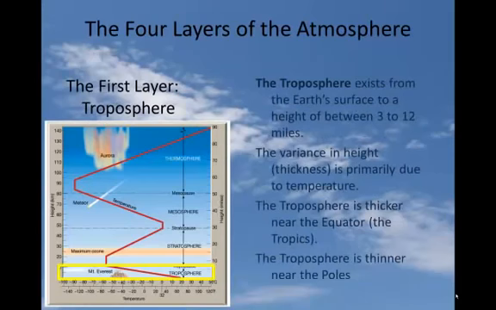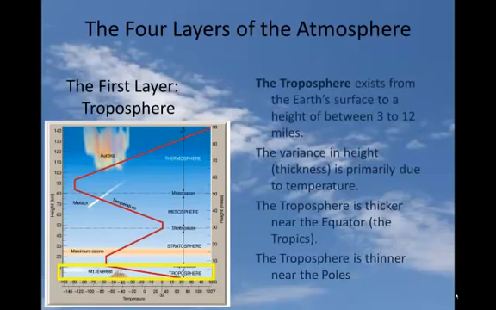So now we have a graphic that shows us where the troposphere is between 3 to 12 miles. And generally, as the temperature decreases and the air becomes a little bit drier, the variance in height, the thickness of the troposphere, is primarily due to temperature. So if you go back to the previous slide where I sort of had you think about where these places might be, where the troposphere is thicker and thinner, we have a lot of water vapor near the equator. Water vapor warms the air, or it contributes towards the warming of the atmosphere. And so the thickness of the troposphere is going to be greater at the equator.